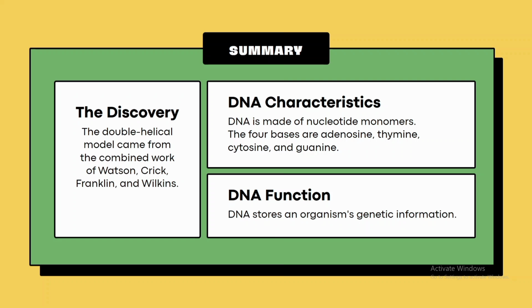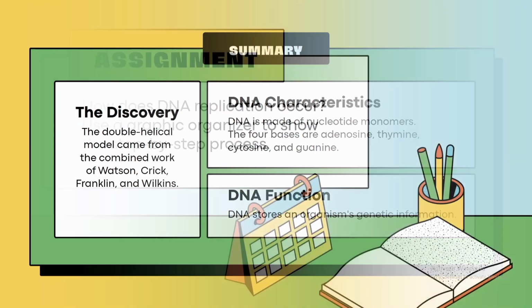Let's discuss the summary. The discovery: the double helical model came from the combined work of Watson, Crick, Franklin, and Wilkins. DNA characteristics: DNA is made of nucleotide monomers. The four bases are adenine, thymine, cytosine, and guanine. DNA function: DNA stores an organism's genetic information.